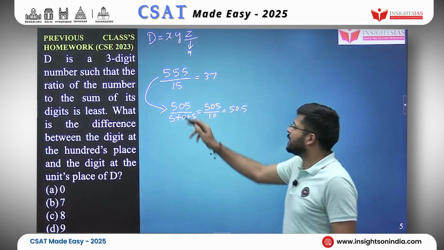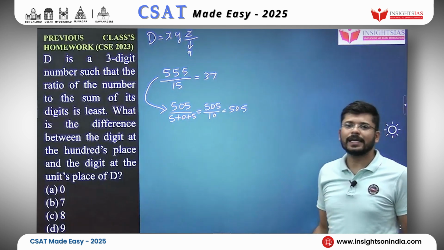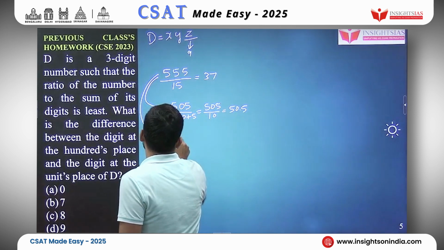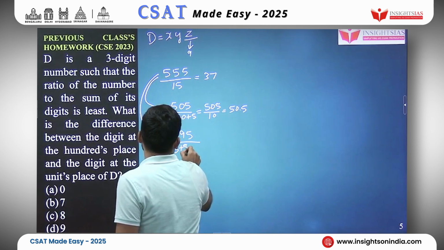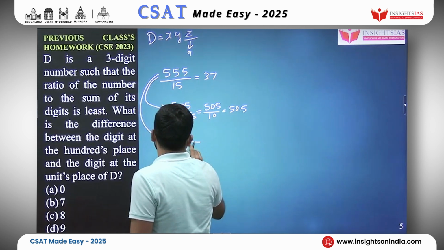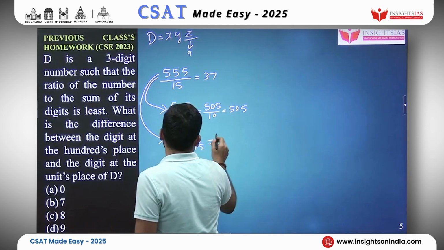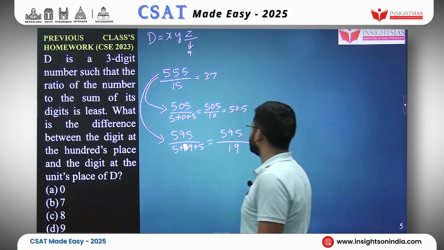So if you decrease the tens place, the ratio actually increased. So that is not the case we want, it to be reduced, right? So we will change it to 595. 595 divided by 5 plus 9 plus 5, that would be 595 divided by 19.